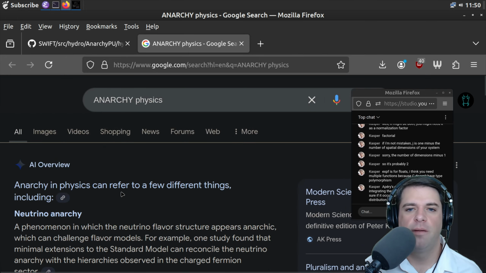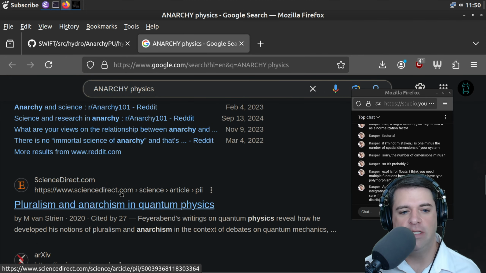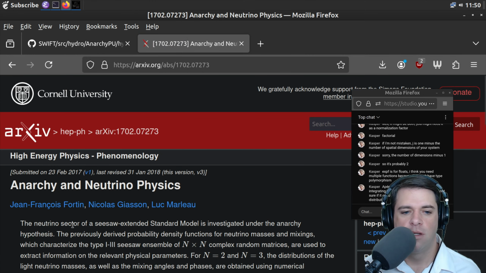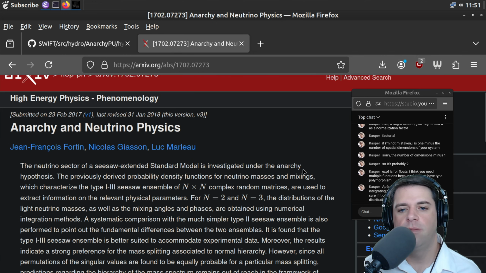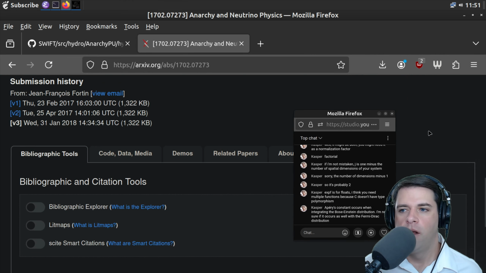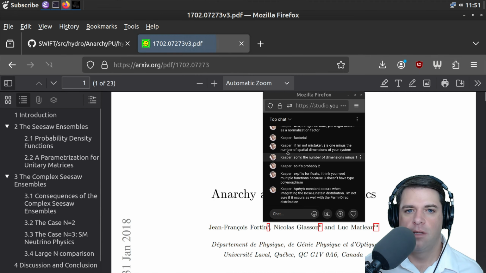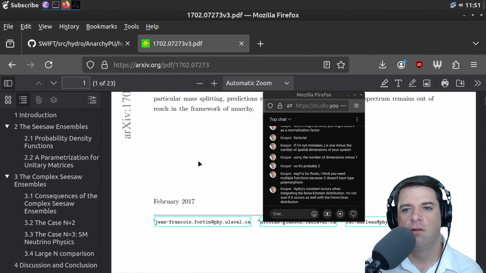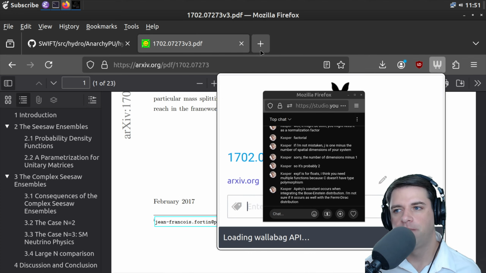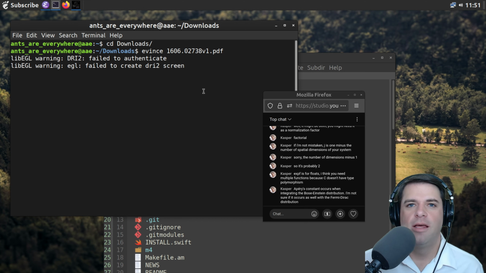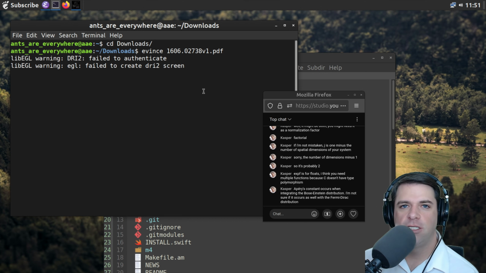All right, this is now about political anarchy. I care about physical anarchy. Anarchy in neutrino physics. The neutrino sector of a seesaw extended standard model is investigated under the anarchy hypothesis. I don't know what this is about, but I'll read it, if it's not too many pages. Yeah, 23. Sounds reasonable. All right, that's, I think, all I can handle right now of cosmology.